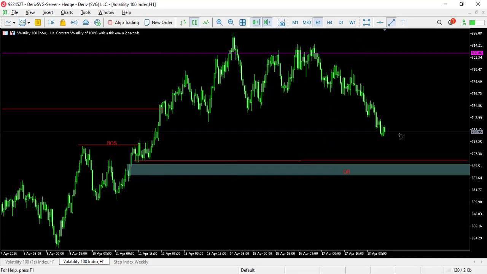Now I'm just waiting for price to clear the liquidity here and then tap me in and then expect a move to the upside. So this is what I'm anticipating to happen. So I'm going ahead to place a buy limit for this trade.